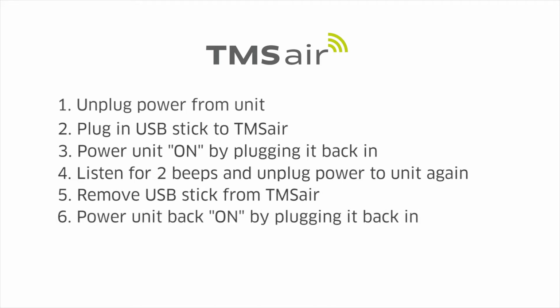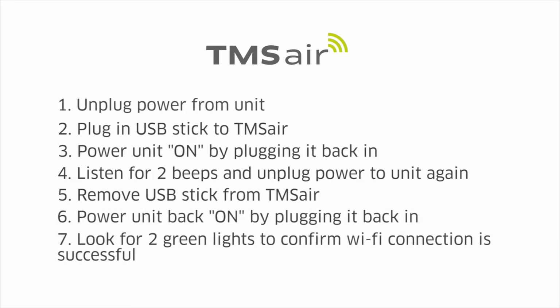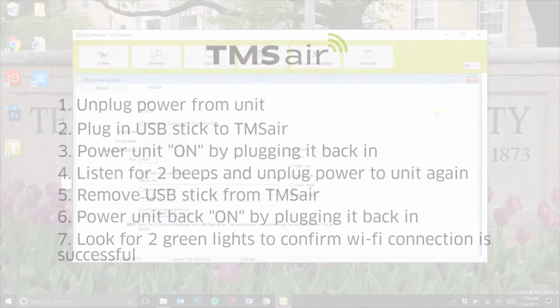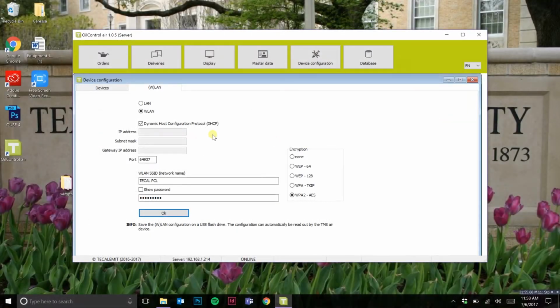Now to make sure that it's connected to Wi-Fi, you're checking that you see 2 green lights light up. If for some reason you don't see 2 green lights, you need to come back to this page here. Make sure that your SSID and your password are accurate. And if you want to, you can select show password and confirm that with whoever is handling the IT or the router at your local administration.